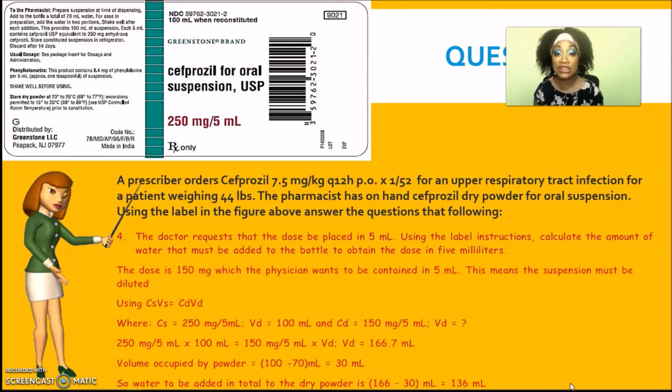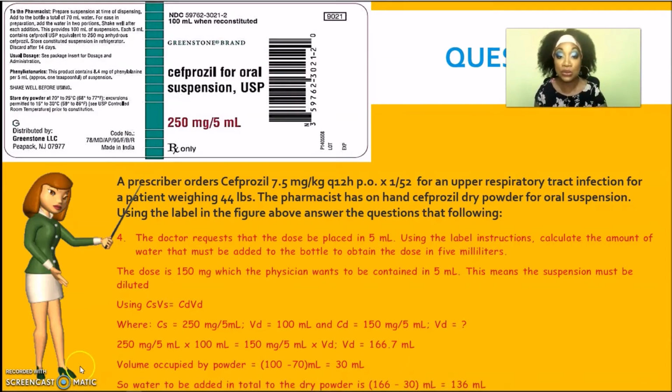So how does this look practically, or in a practical sense? It means we're going to retrieve that bottle with the powder from the shelf. We're going to add 136 mils of water to that powder, give it a little shake, and we're going to end up with a final volume of 166.7 mils. And that 166.7 mils is now going to have a concentration of 150 milligrams per 5 mils, which we will now give to the patient. So that's exactly what it means, and that's what we would have done in practice.